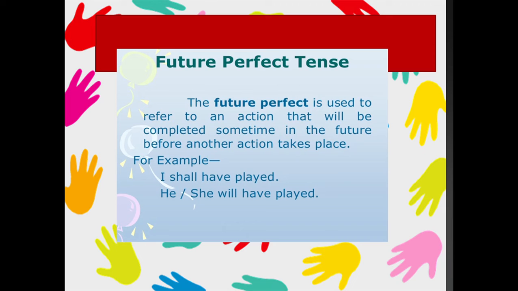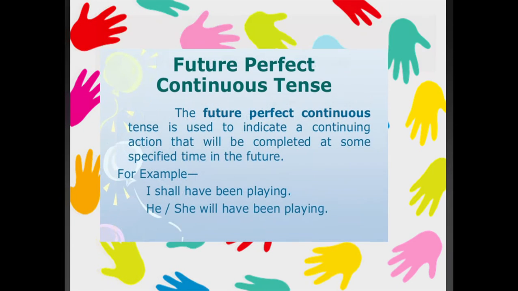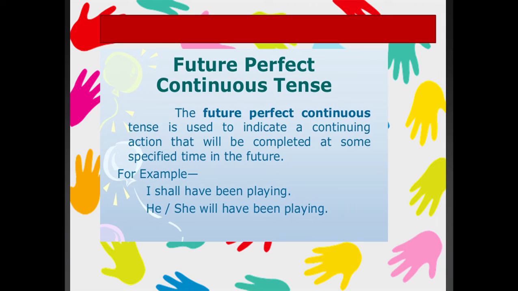Future perfect tense. Future perfect tense is used to refer to an action that will be completed sometime in the future before another action takes place. For example, I shall have played. He will have played. Future perfect continuous tense. The future perfect continuous tense is used to indicate a continuing action that will be completed at some specific time in future. For example, I shall have been playing. She will have been playing.